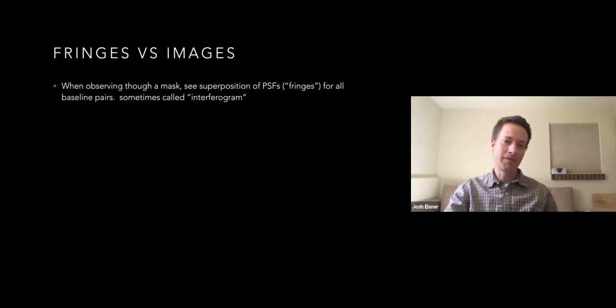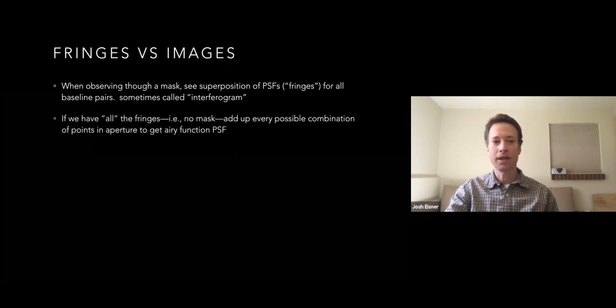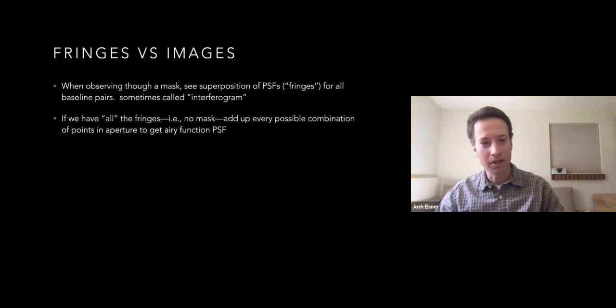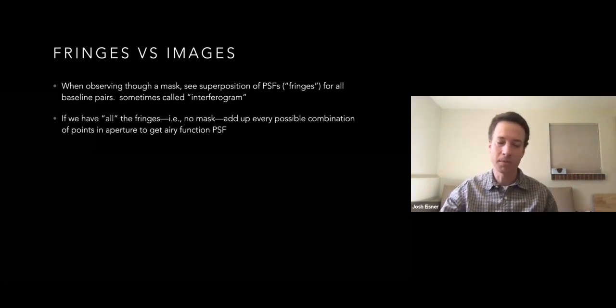When you observe through a mask, you have the superposition of all of those fringes for each pair of holes. You sum them up, that would be your PSF for this imaging system. So the image we get for a point source would be the sum of fringes, some messy thing we often call the interferogram. As I said earlier, if we had all those fringes, so no mask, if we just were adding up every fringe across a circular aperture, we'd recover the Airy function PSF.